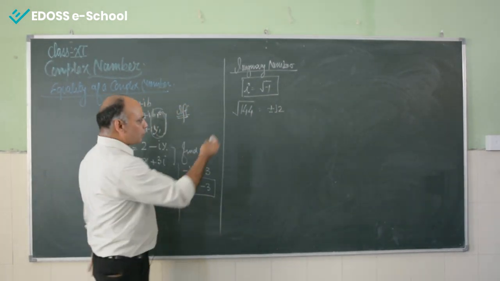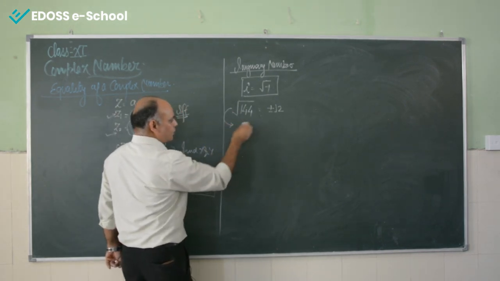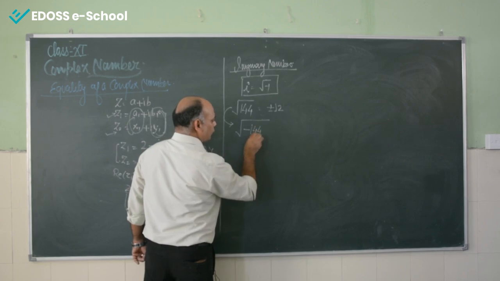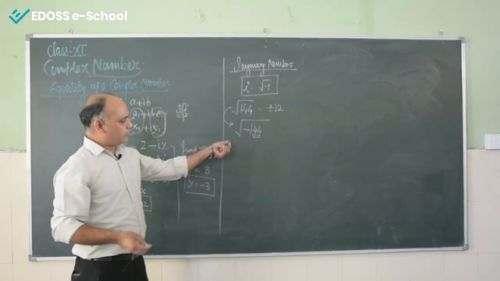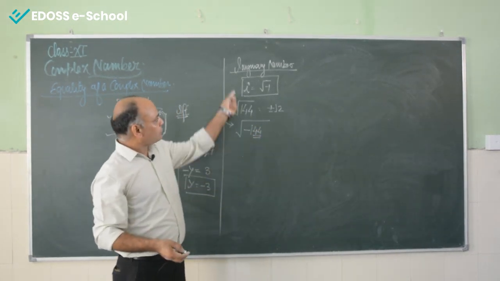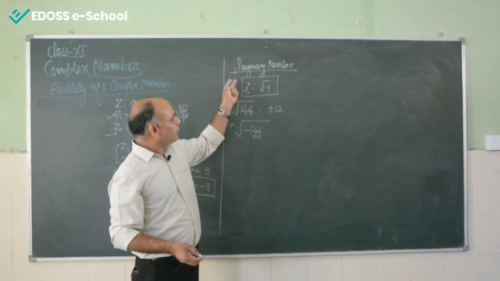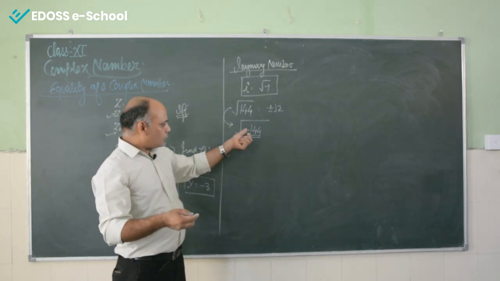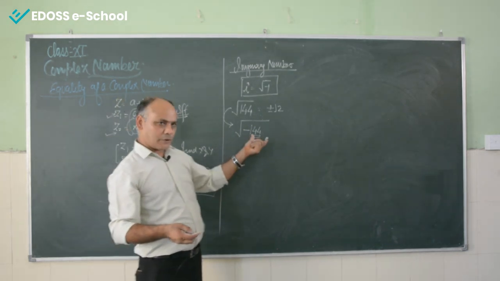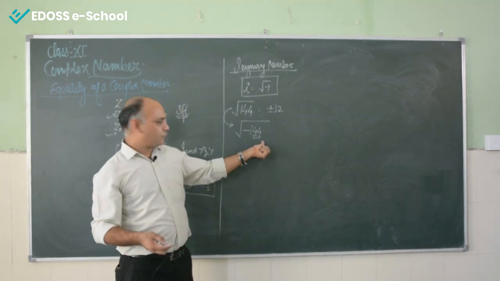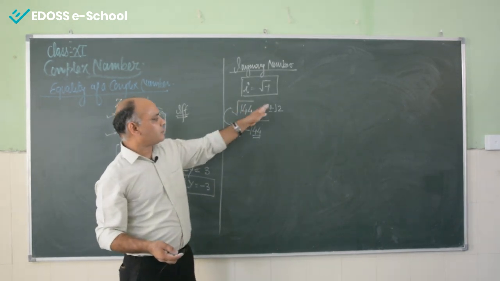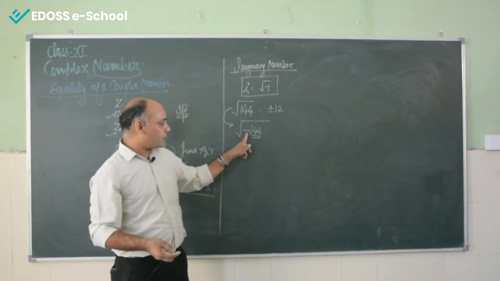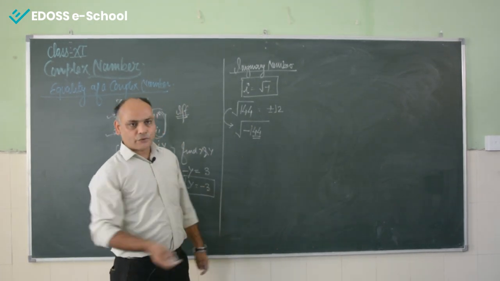144. Now the question changes and says find the value of under root minus 144. This type of problem involves an imaginary number. The imaginary number arises when you want to find the square root of a negative number. This is minus 144. If this is plus, then it will be plus 12 or minus 12. But if it is minus 144, then how will you solve it?